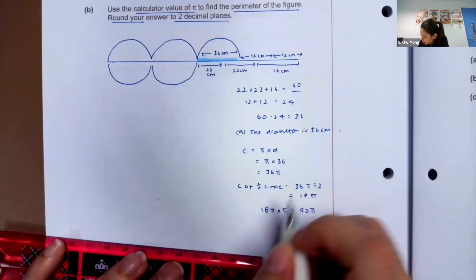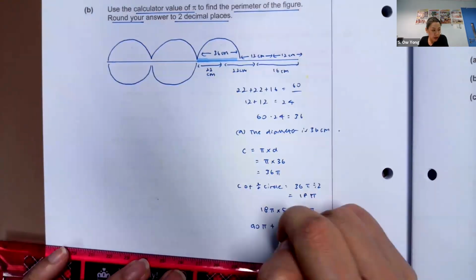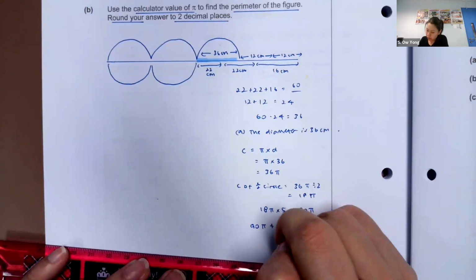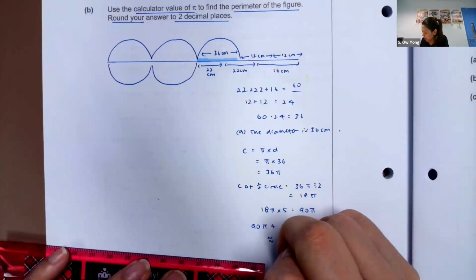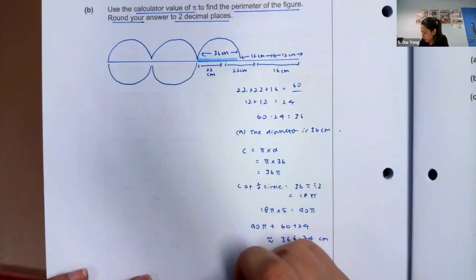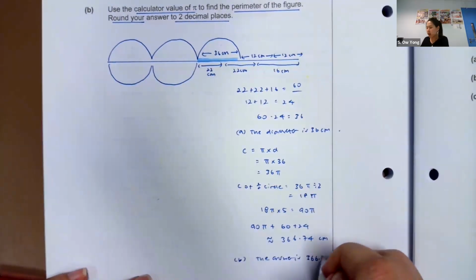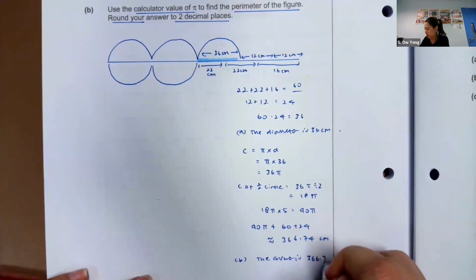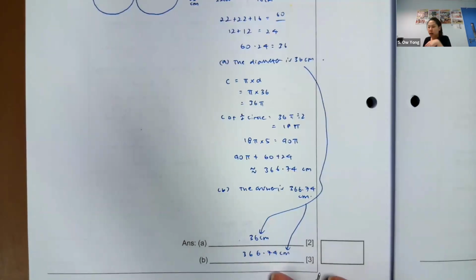So in your calculator you should take 90 times pi, plus 60 plus 24. Then you round to 366.74 cm. Part B, the answer is... make sure that you transfer your answer properly with the unit, because one is talking about diameter, one is talking about perimeter, so the unit is just cm. Okay, with that, let's take a look at question 17, the last question.